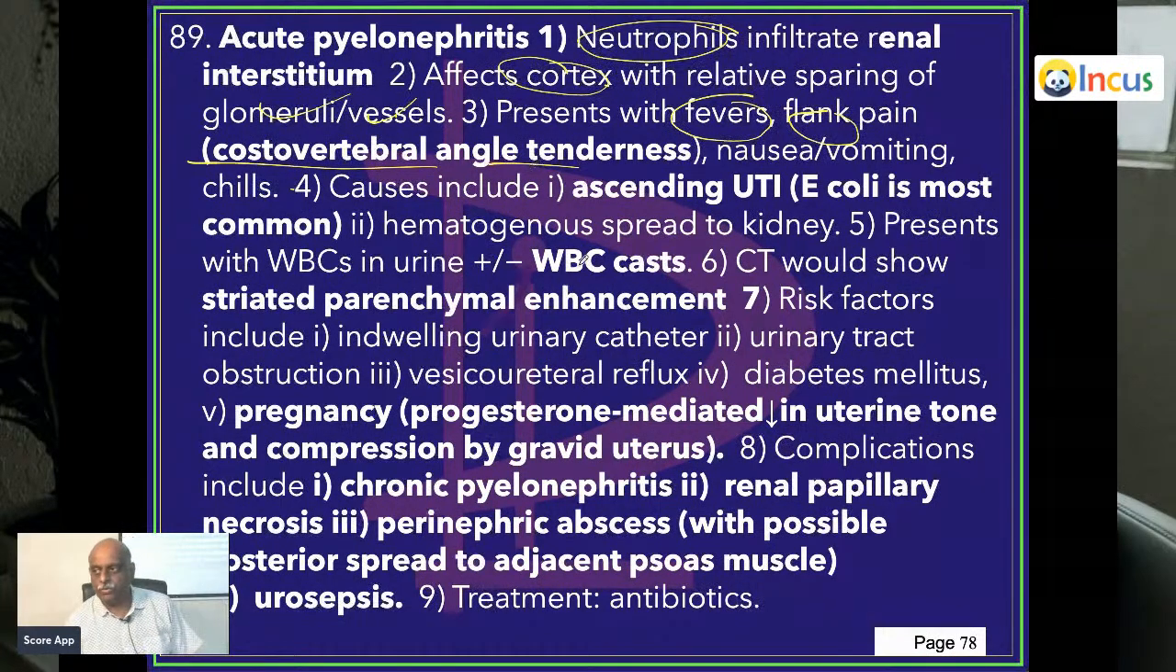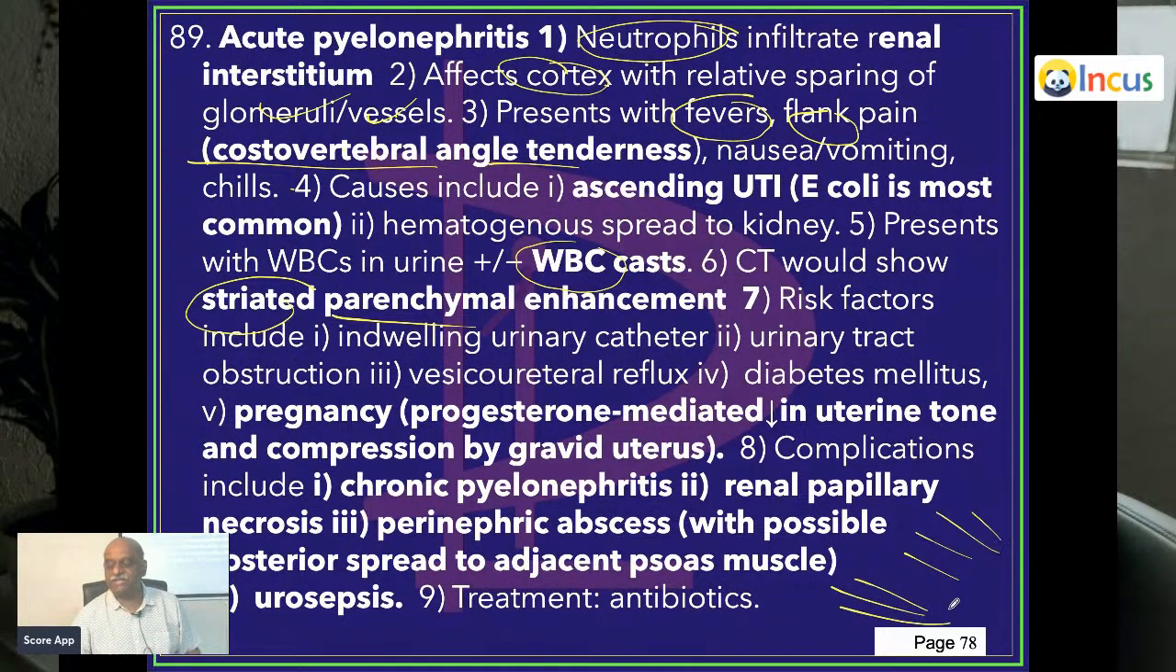Pyelonephritis will lead to WBC casts in the urine. And in the CT you can see that the parenchyma of the kidney will show striated enhancements. What are the risk factors? Why do you get pyelonephritis? Why is the kidney infected? Who made the kidney infected?